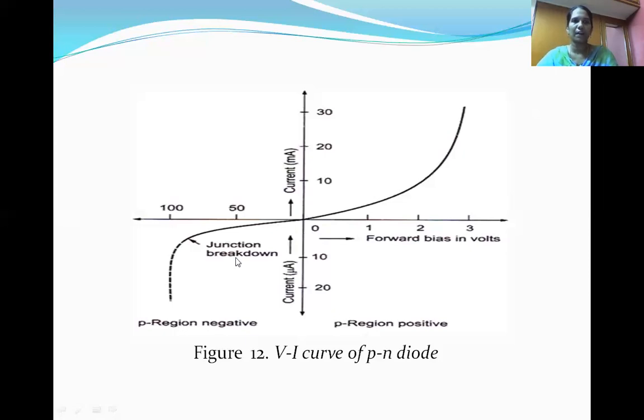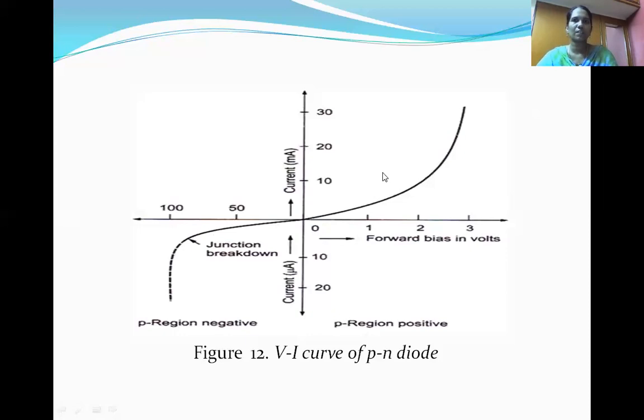Now in reverse bias, the voltage where there is a sudden growth in the current is called Zener voltage or breakdown voltage. So this is the region where there is a sudden growth in the current for this particular voltage. We call this voltage Zener voltage or breakdown voltage.